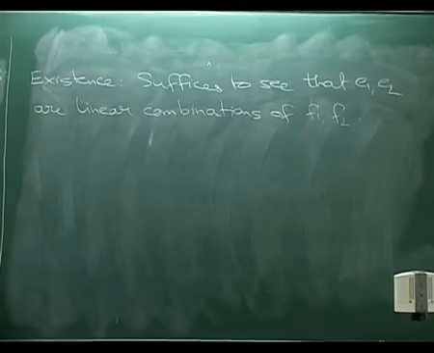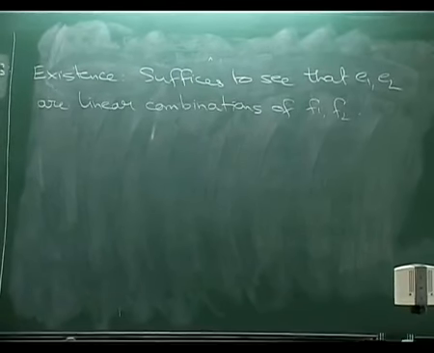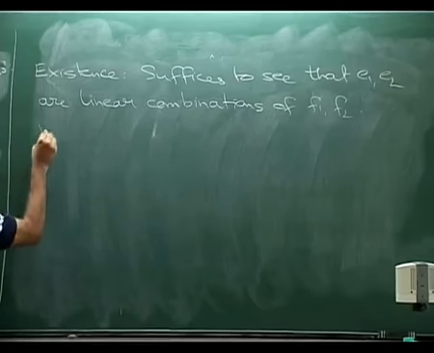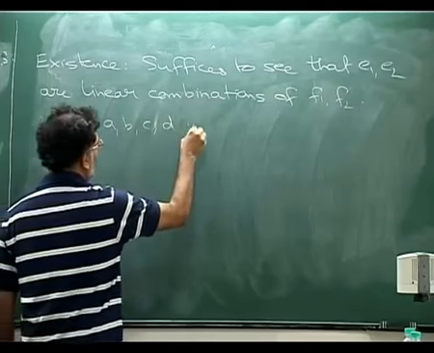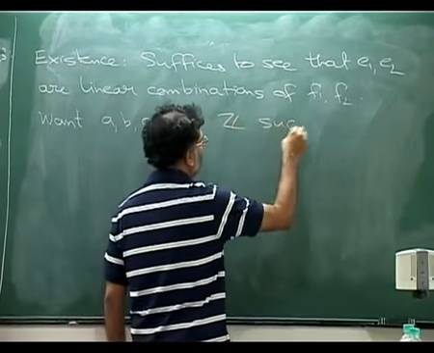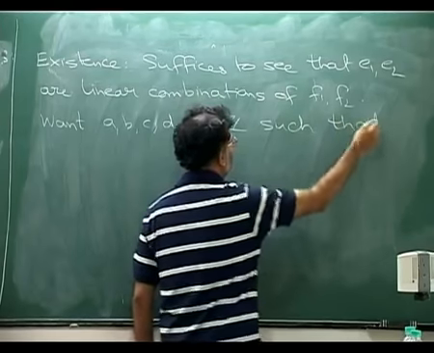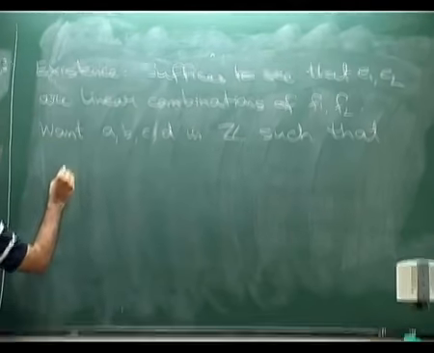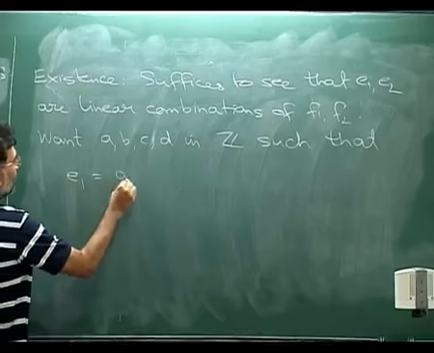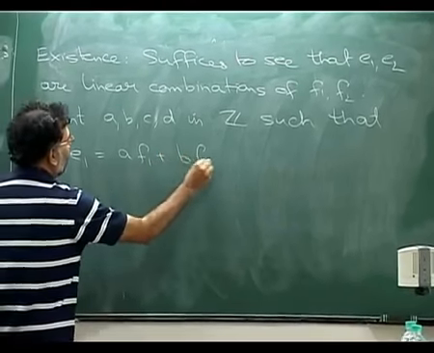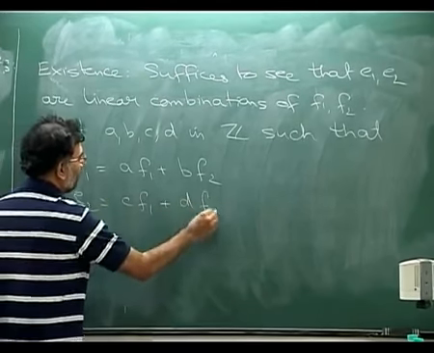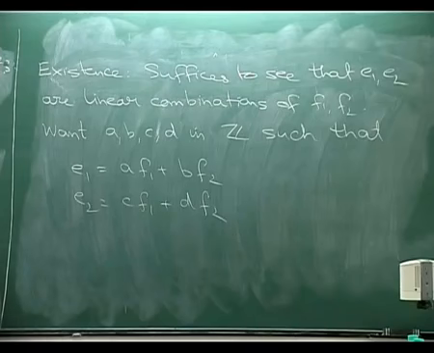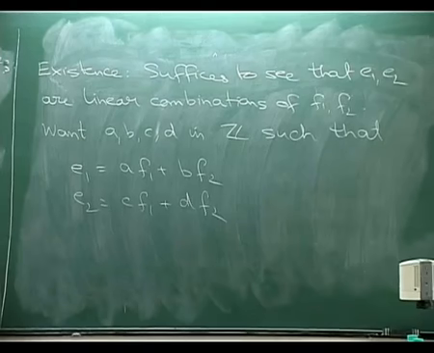Now let's see what that means. So what does it mean to say E1 and E2 are linear combinations? So I want A, B, C, D in Z such that, so let us say, E1 is A F1 plus B F2 and E2 is C F1 plus D F2. This is what I want. I want to show that E1 and E2 are Z linear combinations of F1 and F2. Then of course everything will be Z linear combinations.